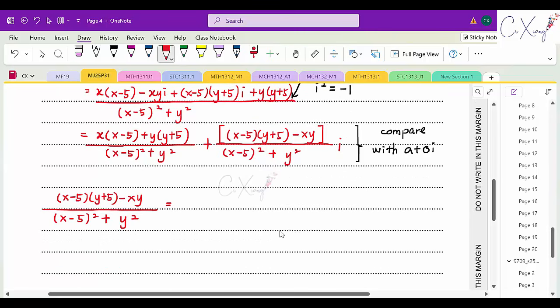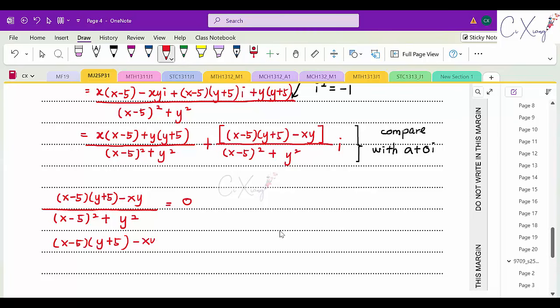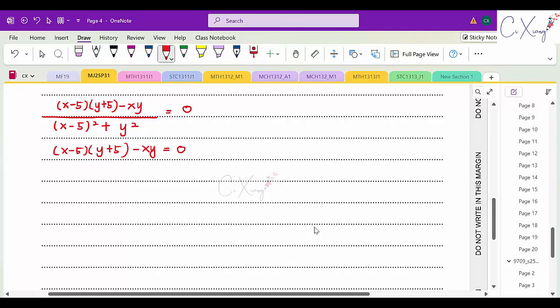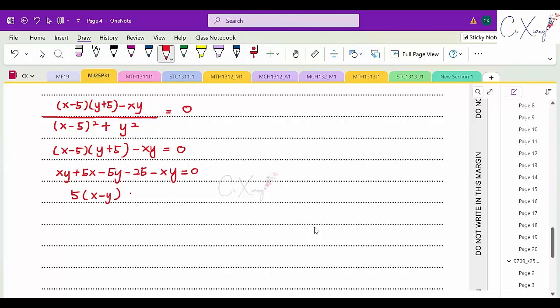Then equals to 0, right? So you'll be having x minus 5, y plus 5, minus xy equals to 0. Please further simplify this equation and see what we get again. So xy plus 5x minus 5y minus 25. So I have 5 times x minus y equals 25, because I think these two terms can be simplified. Eventually you'll have the equation x minus y equals 5, and this is my second equation.